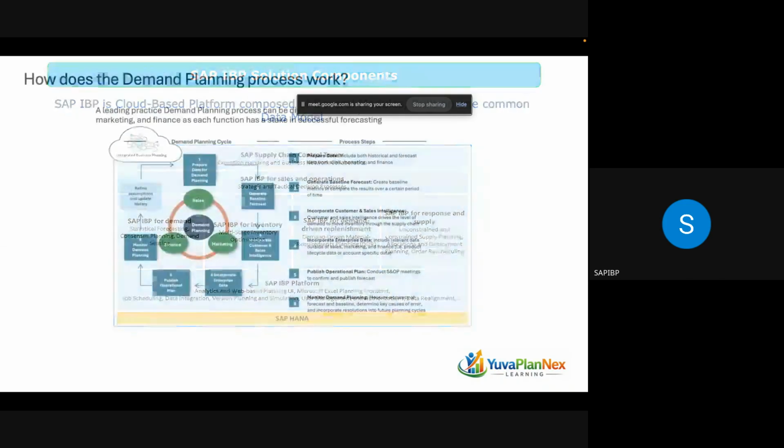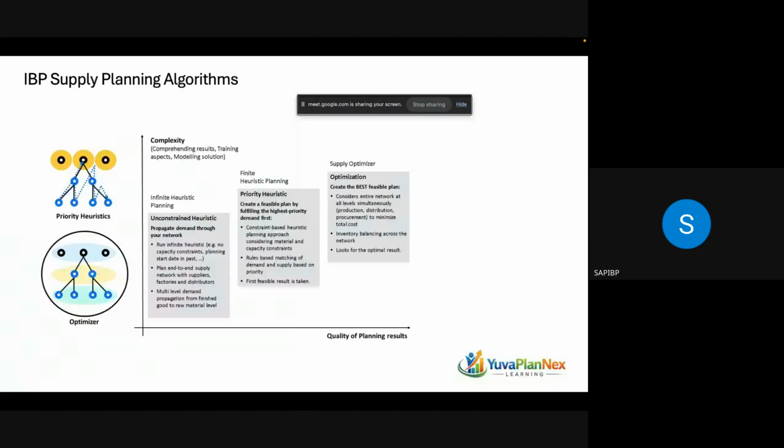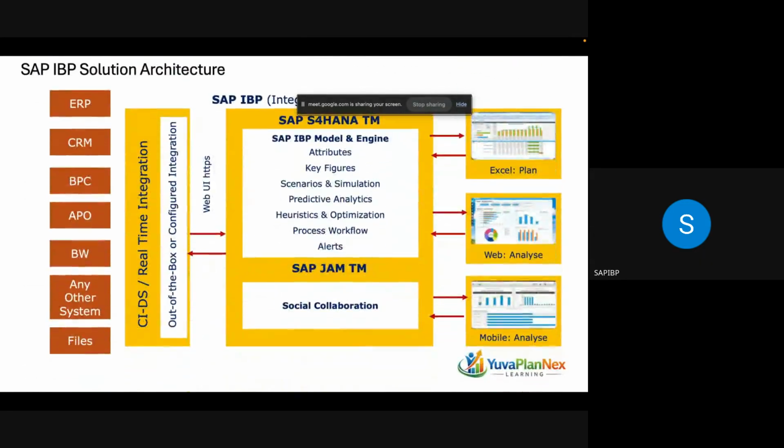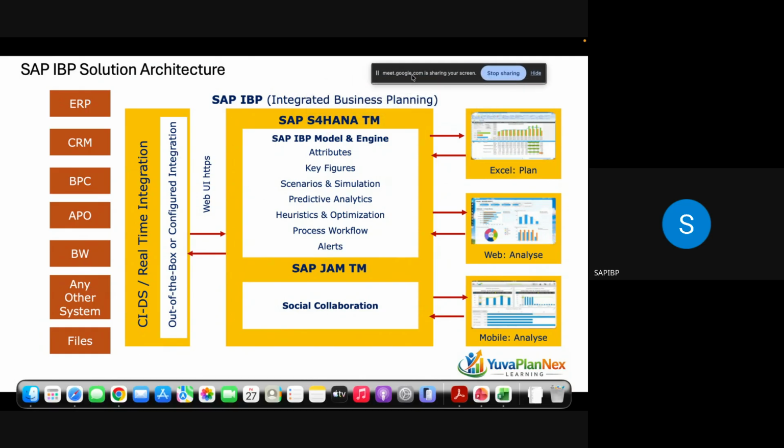Now let us look into the high-level architecture of IBP. This is the high-level architecture of IBP. IBP is purely a planning tool, and the backend database is S/4HANA.